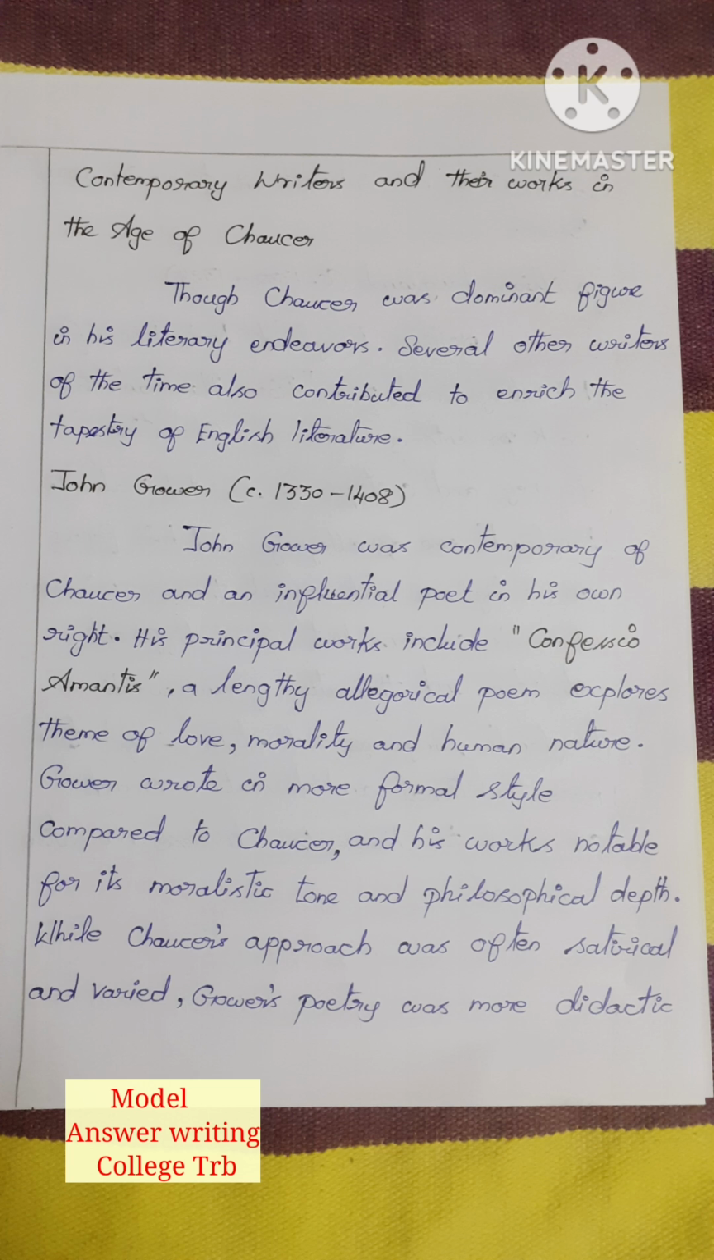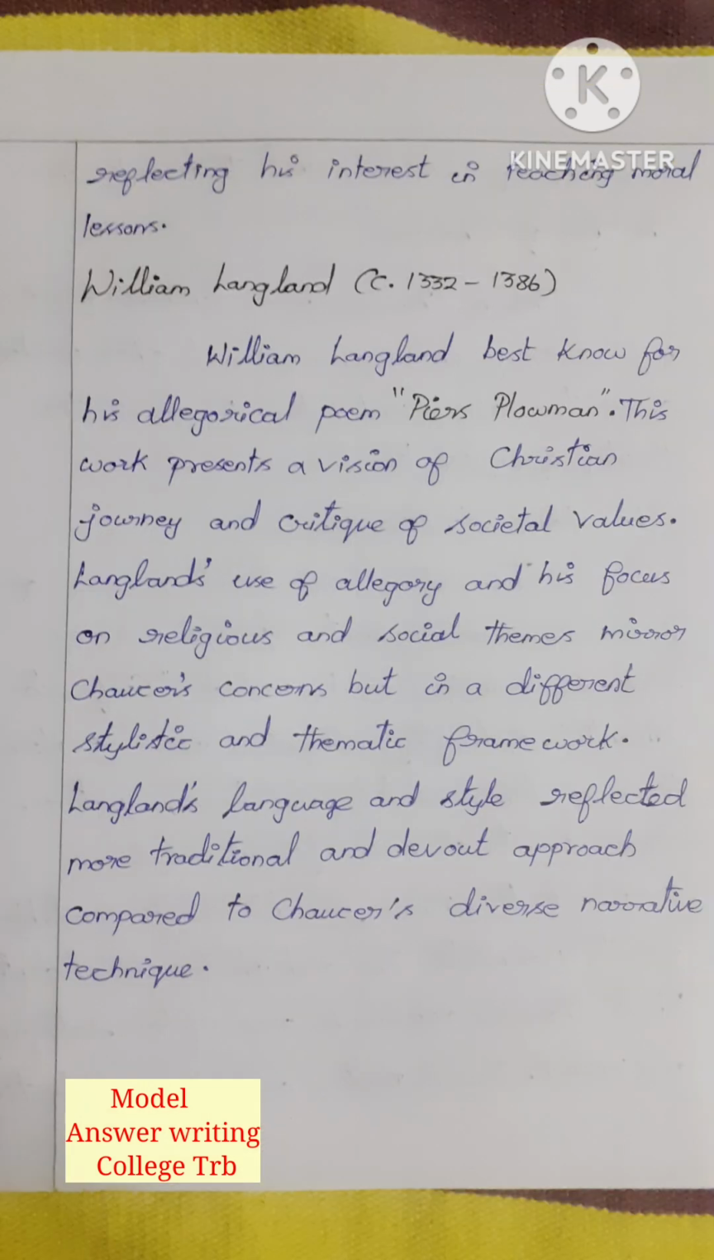William Langland is best known for his allegorical poem Piers the Plowman. This work presents a vision of a Christian journey and a critique of societal values. Langland's use of allegory and his focus on religious and social themes mirror Chaucer's concerns, but in a different stylistic and thematic framework. Langland's language and style reflected a more traditional and devout approach compared to Chaucer's diverse narrative technique.